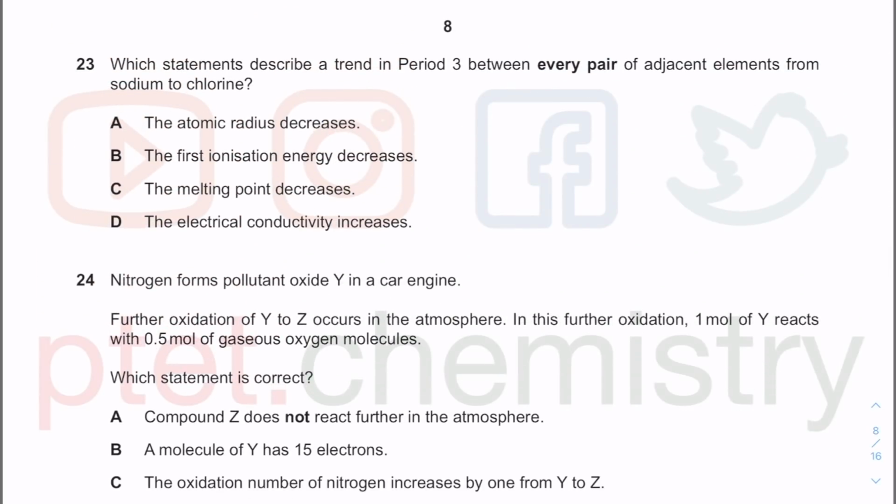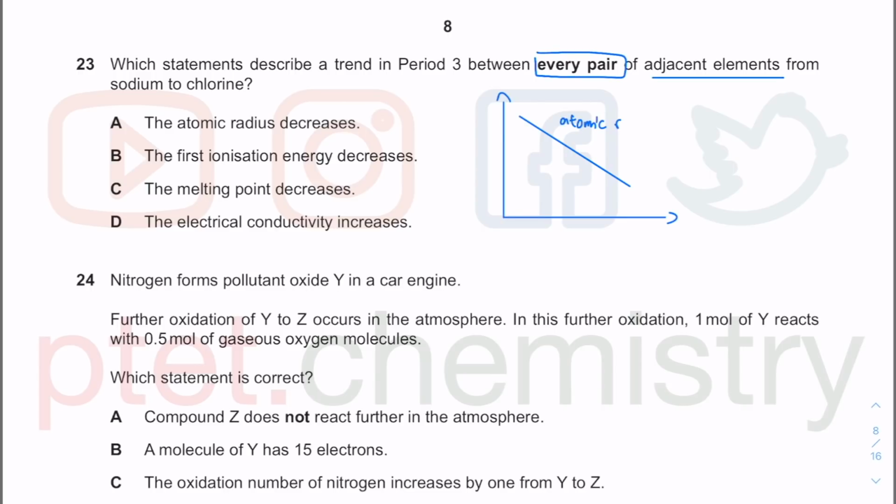Question 23. Which statements describe a trend in period 3 between every pair of adjacent elements from sodium to chlorine? This is playing around with words really. We need to be able to draw some stuff. We know the atomic radius decreases, so this is to do with atomic radius.